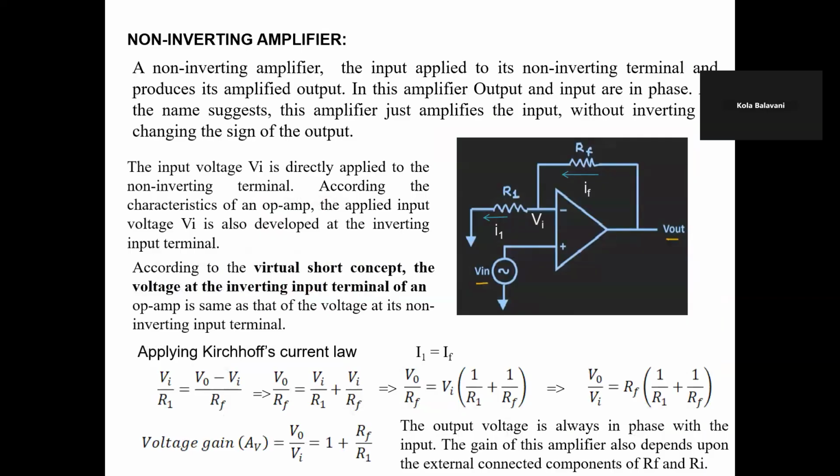Next, coming to the non-inverting amplifier. The non-inverting amplifier means the input is applied to the non-inverting terminal and it produces an amplified output. For the non-inverting amplifier, the output and input are in the same phase. But in the previous inverting amplifier, the output is out of phase with the input signal. As the name suggests, this amplifier just amplifies the input without inverting it, that is, without changing the sign of the output signal.